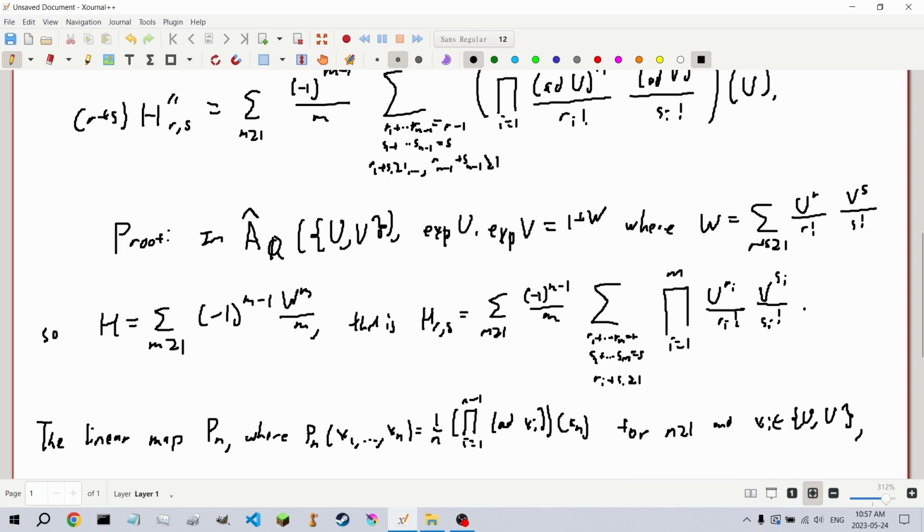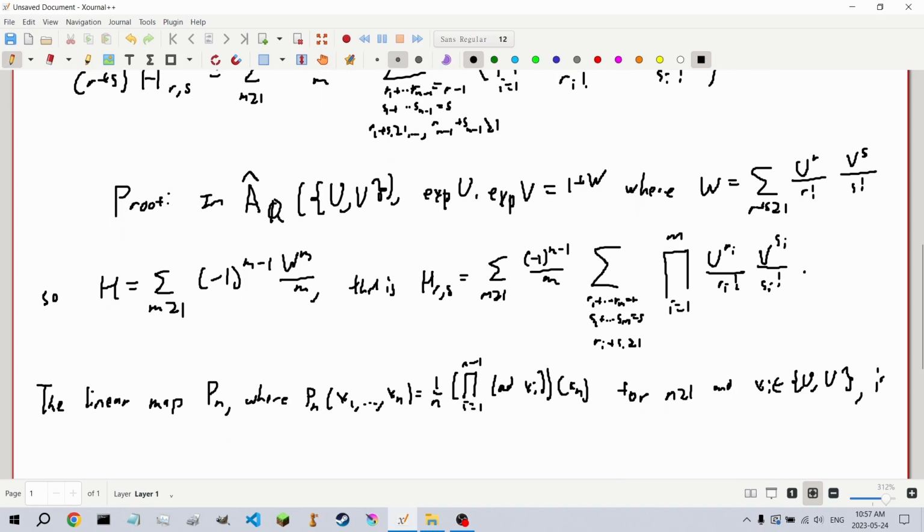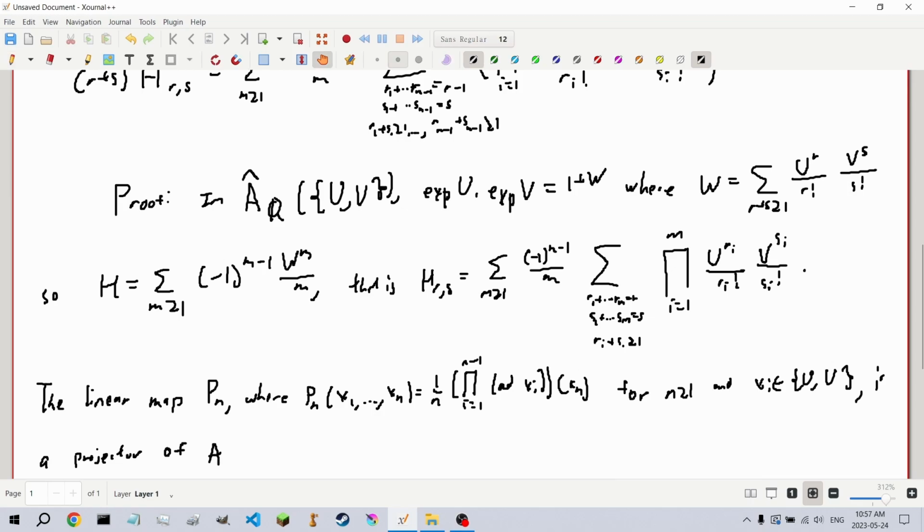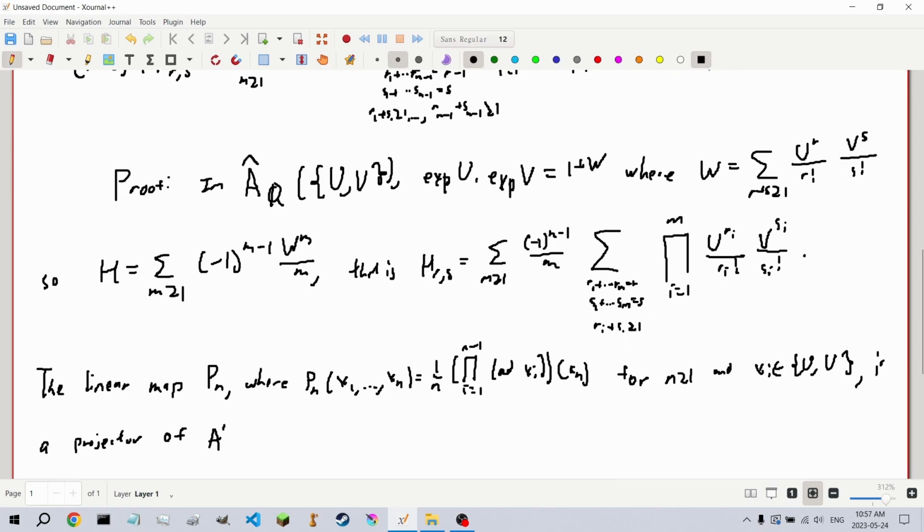This map is a projector of the nth component of the rational free associative algebra in two indeterminates onto the same component of the free rational Lie algebra in two indeterminates.